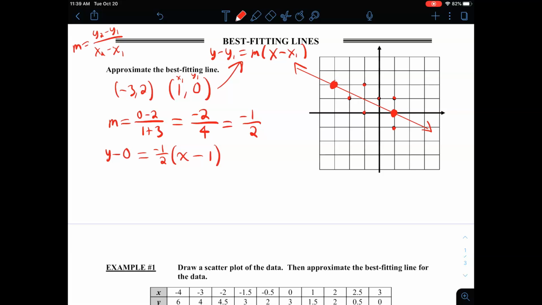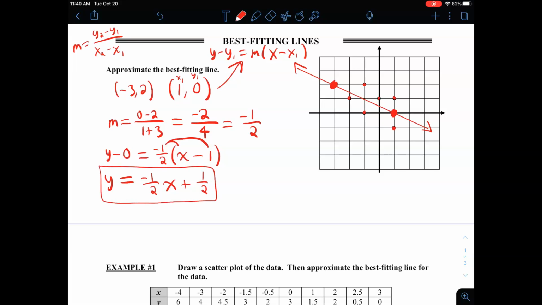Okay, now we need to get y by itself. We need to distribute. So y minus 0 is just y equals -1/2 x plus, and then -1/2 times -1 is just 1/2. And you can kind of see that our b should be approximately 1/2 in the middle here on the graph. So there's our equation. This is the equation that kind of matches the data nicely.